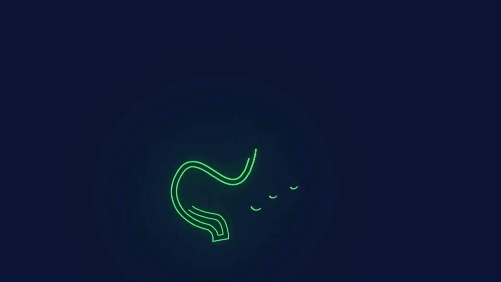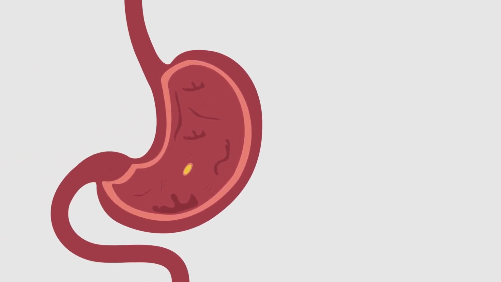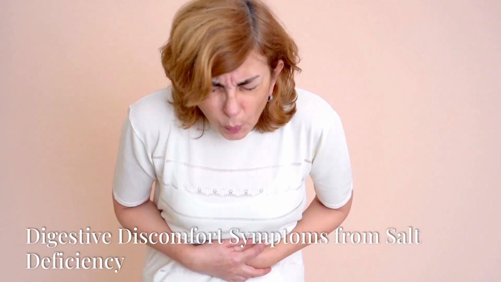So is salt deficiency related to reduced stomach acid secretion? Well, yes, it is. A lack of salt leads to issues with stomach acid, or HCl, secretion. Without adequate chloride ions, or Cl-, stomach acid production decreases, making digestion less efficient and promoting fermentation in the intestines, which generates more gas.